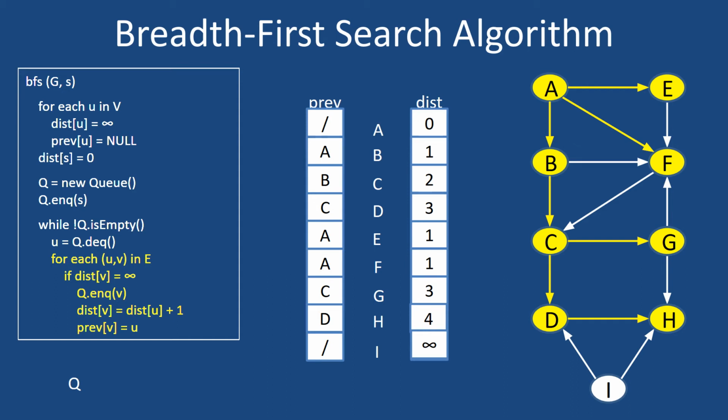Yeah, the queue. Things enter at the back and exit at the front. So we're always exploring from the things that have been on the queue the longest amount of time. So breadth first search uses a queue to control which vertices are searched next.